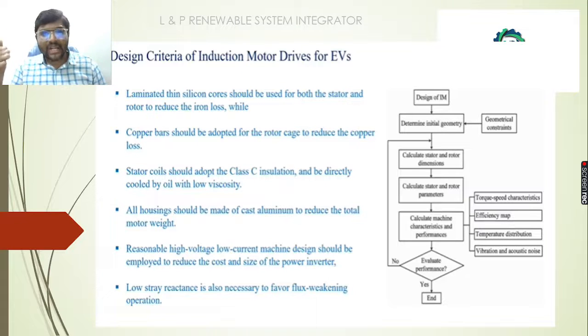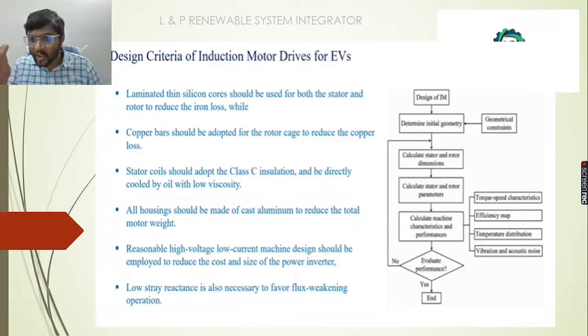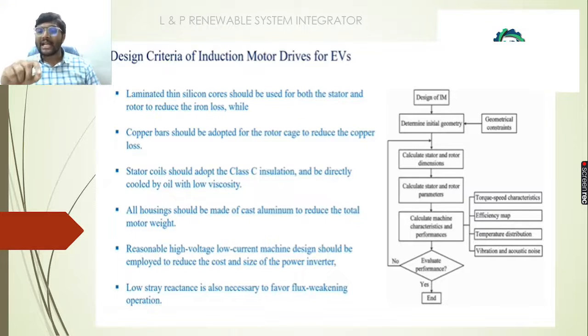So when we try to look at the design criteria of an induction motor, first we need to determine the initial geometry. We need to have geometrical constraints. Then we need to calculate the stator and the rotor dimensions, and we need to calculate the stator and rotor parameters. Then we need to calculate the machine characteristics and the parameters that we are going to plan. In calculating the characteristics and performance, we will consider the torque speed characteristic, we will have an efficiency map, we will have a temperature distribution, and we will have vibration and acoustic noise. And finally, we will have an evaluation. If evaluation wise everything is okay as per the design plan, then it will proceed further. If not, then again we will do the entire thing.